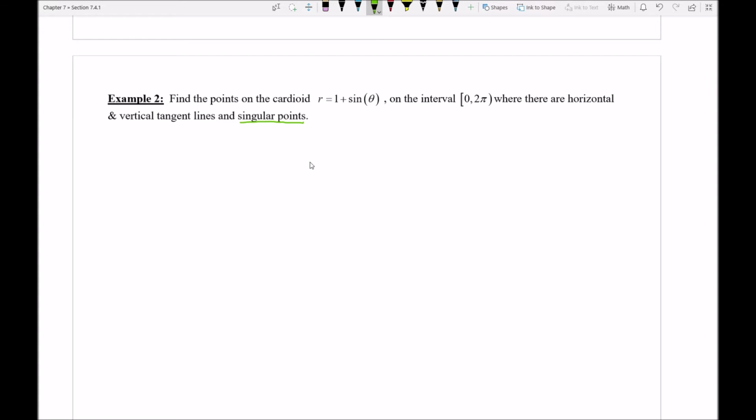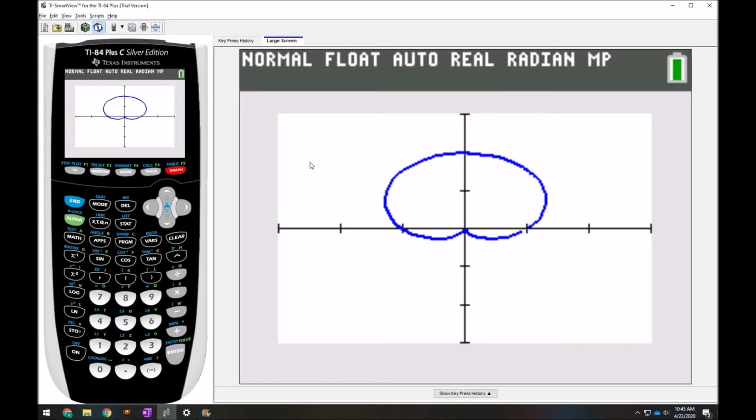If I was to take a look back at the actual graph that I see here, I'll see that there are pretty obviously some spots where I might expect some vertical and horizontal tangent lines. I might expect that maybe somewhere up here at the top I could draw a tangent line that's perfectly horizontal. Maybe somewhere over here at the sides I could draw some verticals. And so I should be able to try to find these.